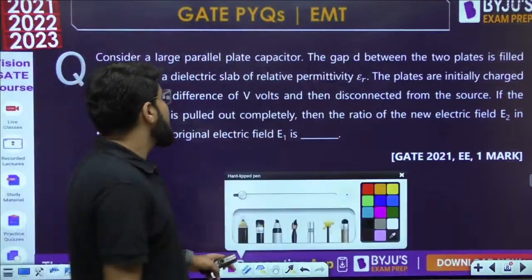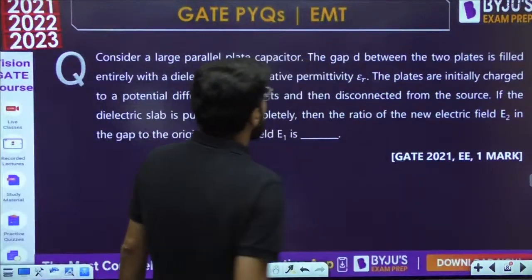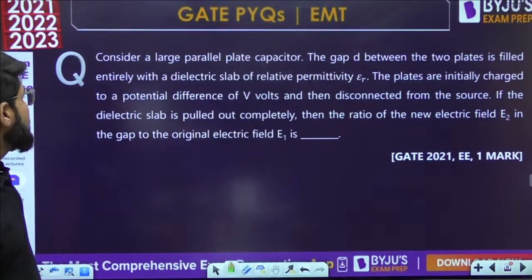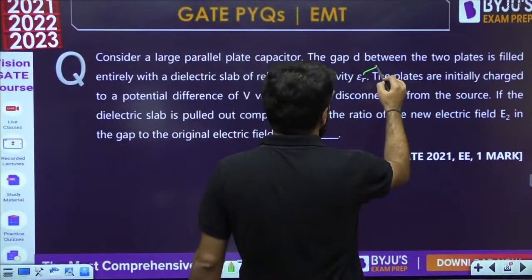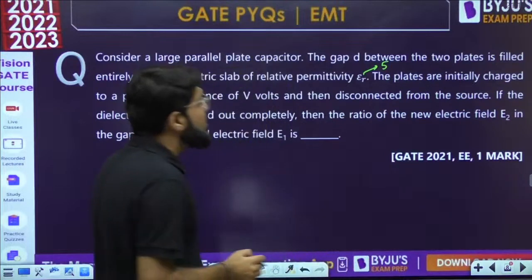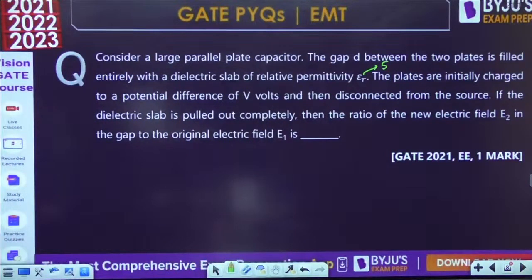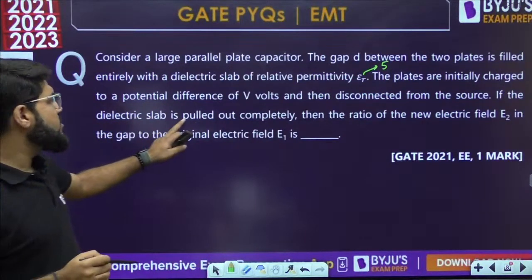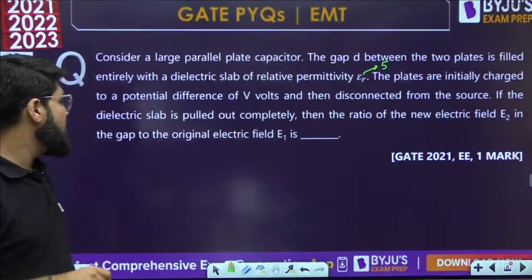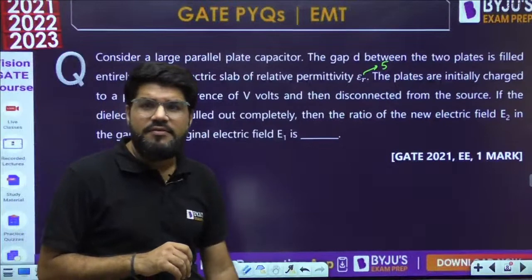Next, consider a large parallel plate capacitor. The gap D between the two plates is filled entirely with a dielectric slab of relative permittivity epsilon R, which is 5 actually, it's missing here. The plates are initially charged to a potential difference of V volts and then disconnected from the source. If the dielectric slab is pulled out completely, then find the ratio of the new electric field in the gap to the original electric field E1.